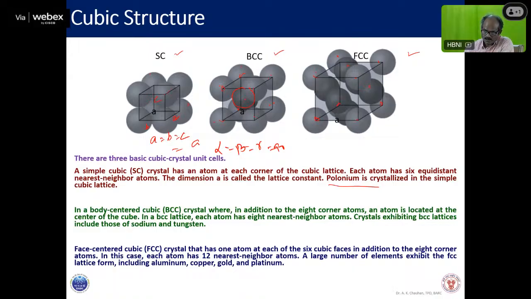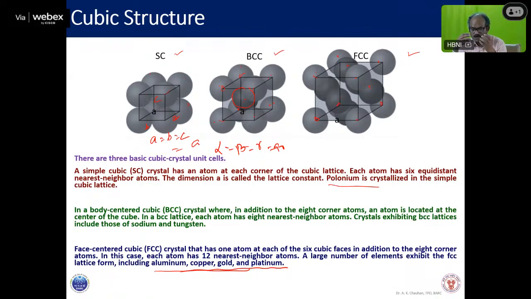The face-centered cubic is one of the very important crystal structures. It has one atom at each of the 6 cubic faces, in addition to the 8 corner atoms. In this case, each atom has 12 nearest neighbors. A large number of elements exhibit the FCC lattice form, including aluminium, copper, gold, and platinum. If you see, these are good conductors.